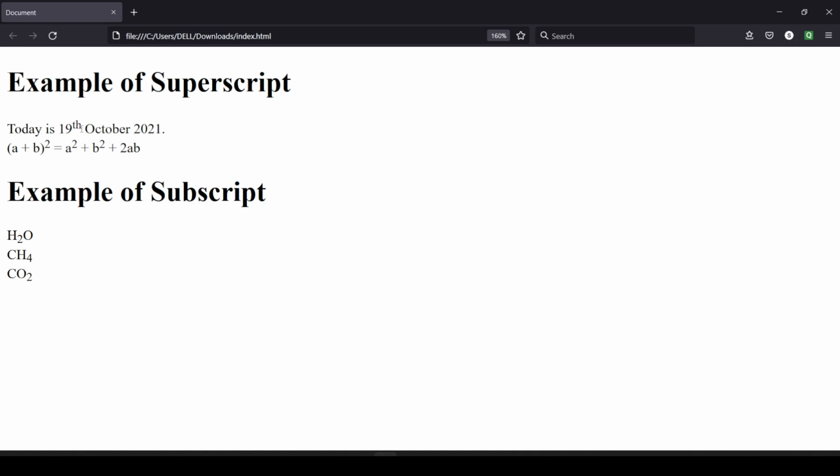Here th is in the superscript form, here 2 is in the form of superscript text, and here the 2 in H2O, CH4 and CO2 is in the form of subscript.